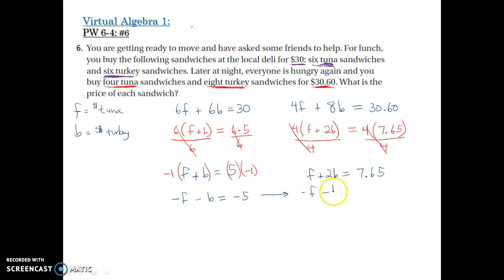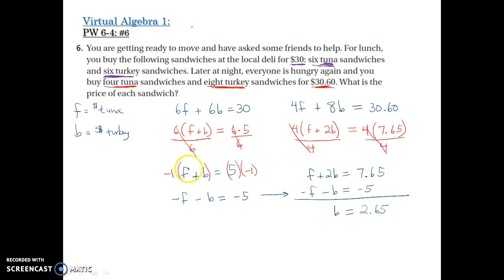-F minus B equals -5. F minus F is 0. 0 is nothing, so I don't have to write anything. 2B minus B, so 2B minus 1B is just a B left. And then $7.65 minus $5 is $2.65. So that tells me that a birdie sandwich costs $2.65.